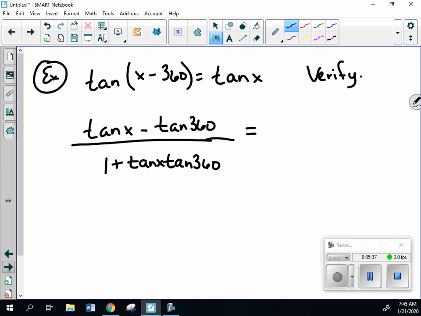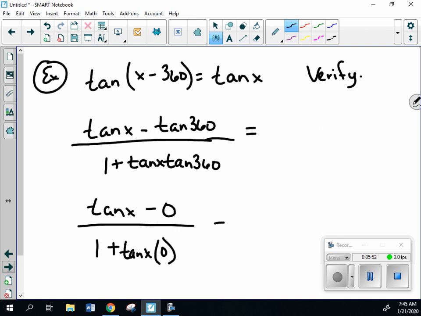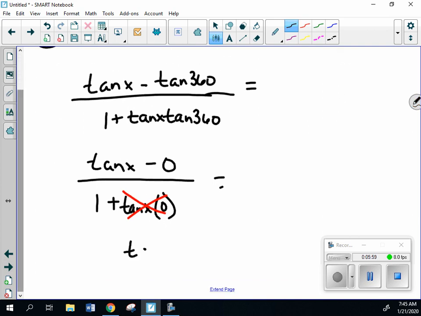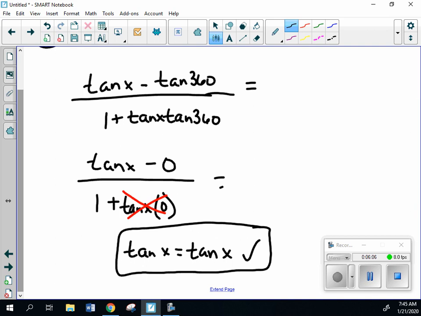Okay, so again, not touching the right side still. So I'm going to simplify this. Tangent 360 ends up being 0, which makes this kind of easy for me now. Looking at that, it's minus 0. This tangent x times 0 cancels out, and you're left with tangent x equals tangent x. Check. So again, sometimes you'll be asked to verify using those sum and difference formulas to simplify to something else that they want you to go to.